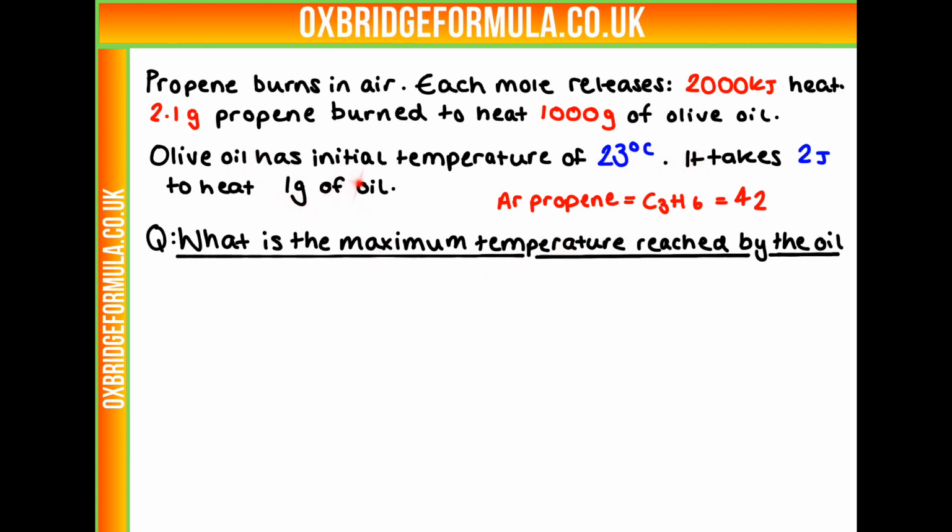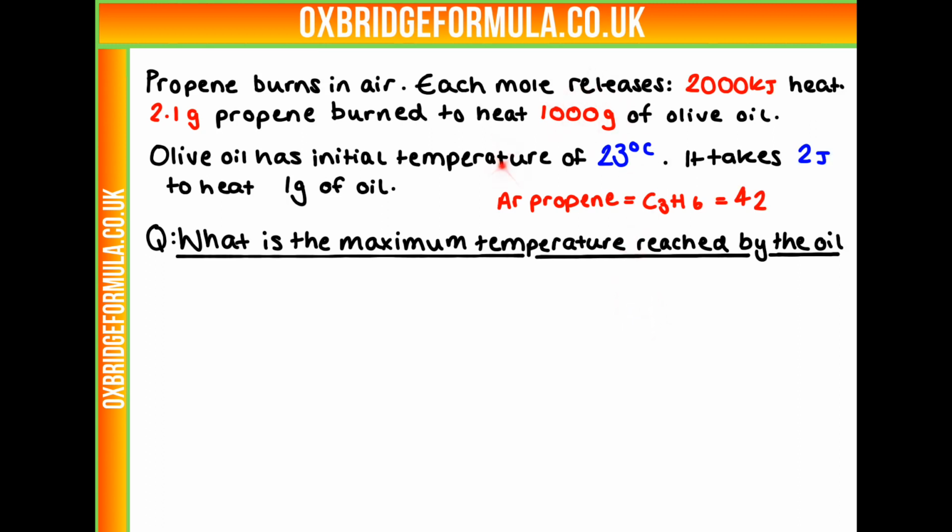The olive oil starts with its initial temperature being 22 degrees Celsius, and it takes 2 joules to heat 1 gram of oil. We also have the molecular weight of propene there, and we're asked to work out what is the maximum temperature reached by the oil. So, what information do we have, and what equations can we put together to work out the maximum temperature that could be reached by the oil?